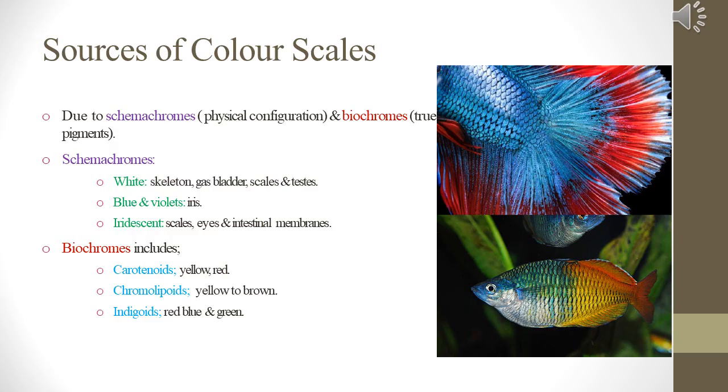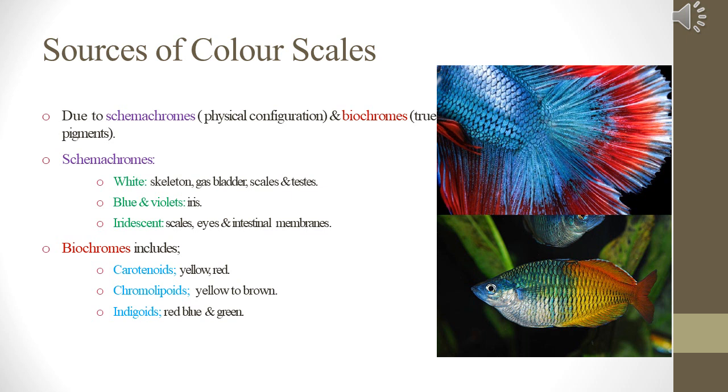Now let me discuss what the sources of the color in scales are. Mostly the color in scales is due to the presence of pigments. Schemochromes, which depend on physical configuration, and biochromes, which are the true pigments. These are the reasons that the bodies of fishes have different color patterns.